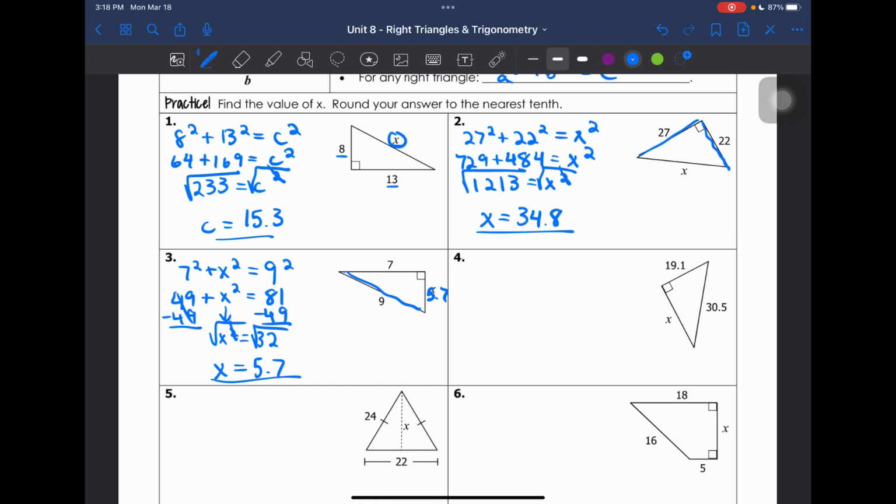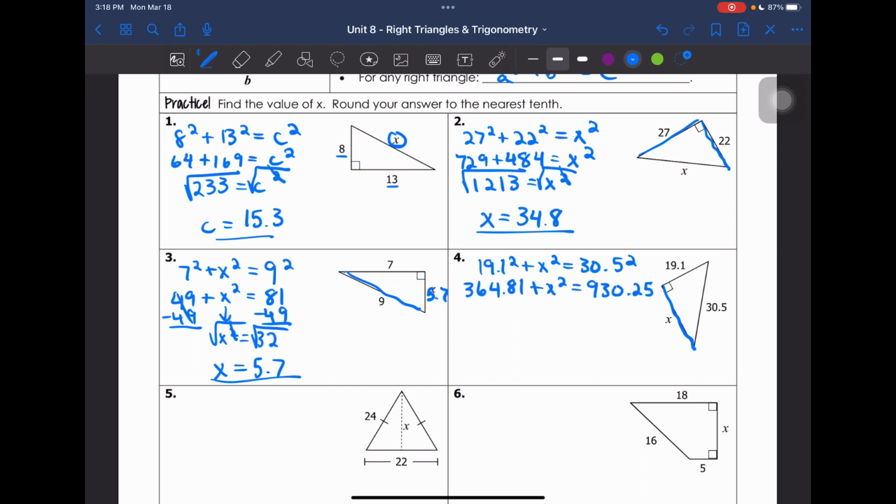Okay, so number 4 is pretty much the same concept. We have a leg that we need to solve for. So we can take 19.1 squared plus x squared equals 30.5 squared. And let's go ahead and do some simplifying. So 19.1 squared would give me 364.81. And then 30.5 squared would give me 930.25.